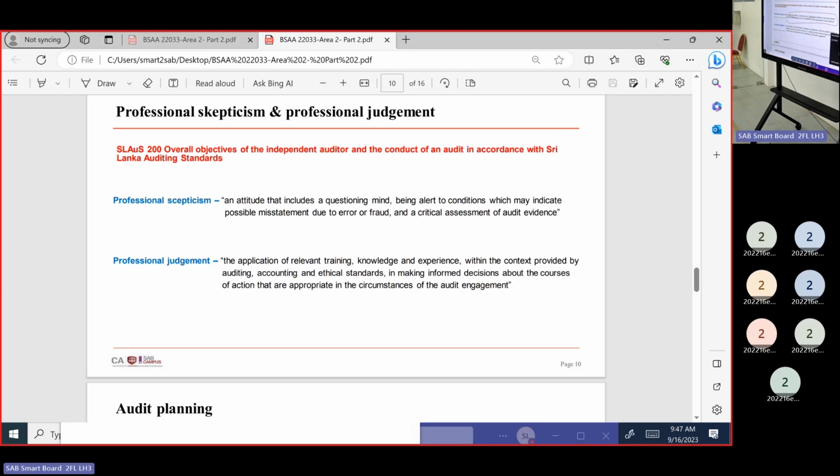To make a proper judgment, you should have proper professional skepticism. With skepticism we can clear things up and get a proper understanding of the matter. Then you are in a position to take a professional judgment. Then only can you arrive at a proper conclusion. That is the hierarchy. I hope that you are clear. So these are the areas where you have to take decisions.